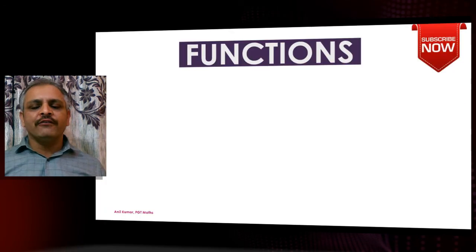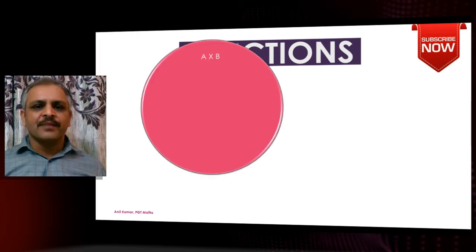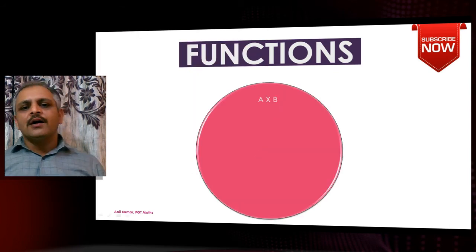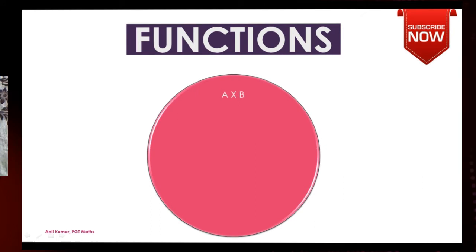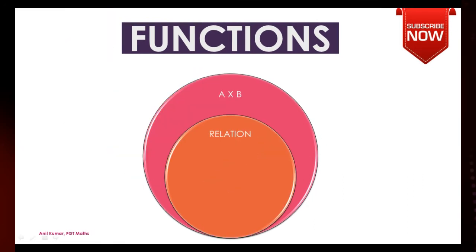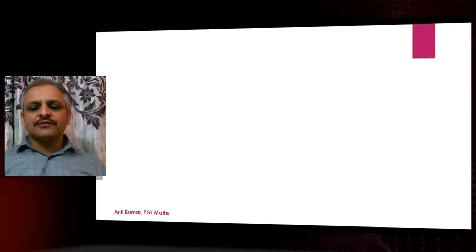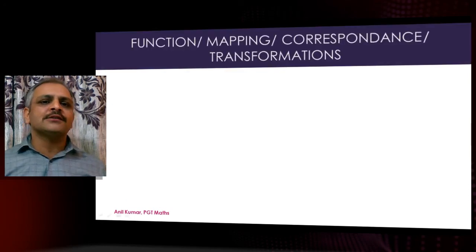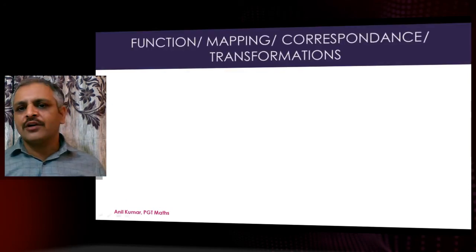So first of all we will understand what a function is. As we are aware of the Cartesian product between two sets A and B, relations are the subsets of the Cartesian product. And what is a function? Functions are a specific type of relation. That means functions are subsets of relations. So how are they specific and how are they different from a relation, let's try to understand. First we will note that functions are also known as mapping, correspondence and transformation.